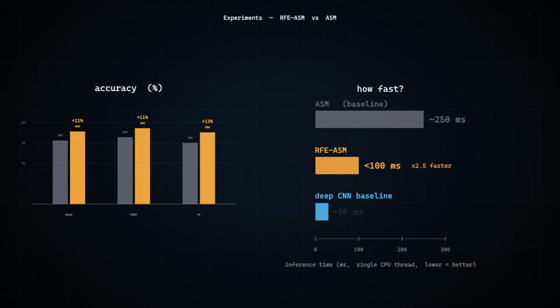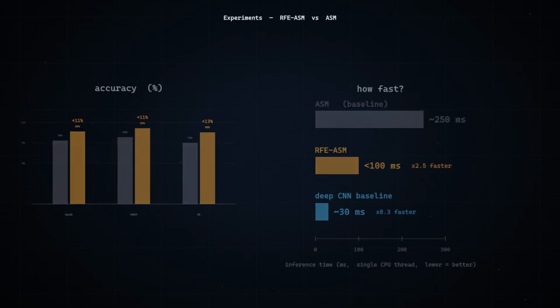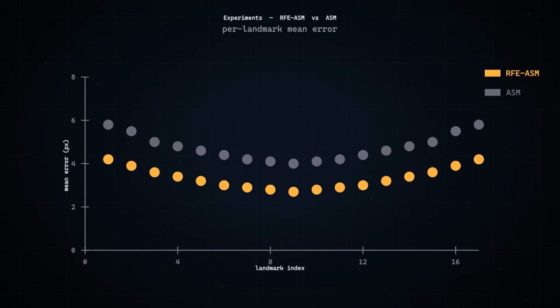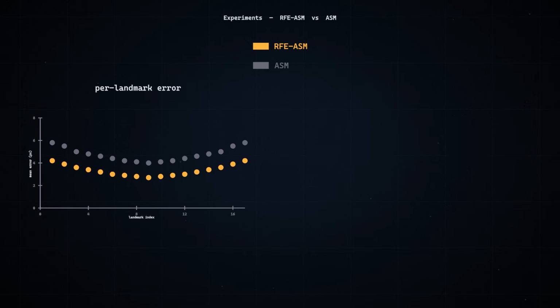And it isn't slower for it. Side by side, RFE-ASM fits a face in less time on a single CPU thread. Now zoom into the points. The error drops across almost all 88 of them, not just on average.